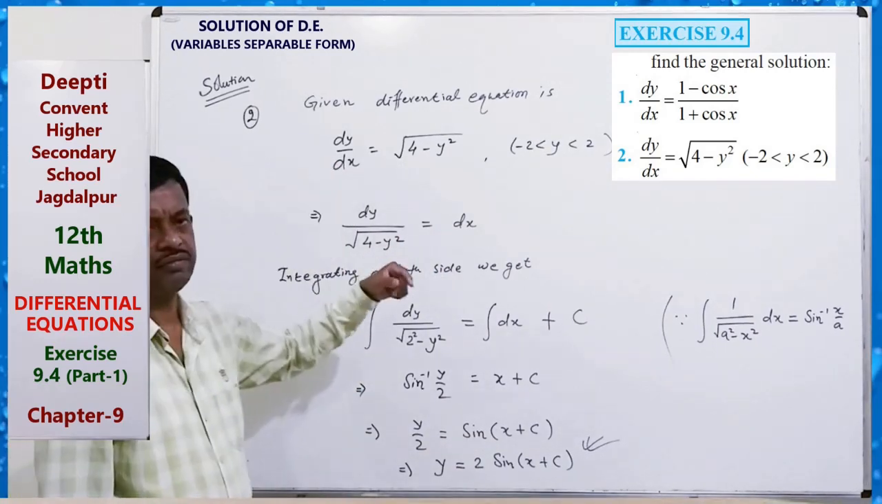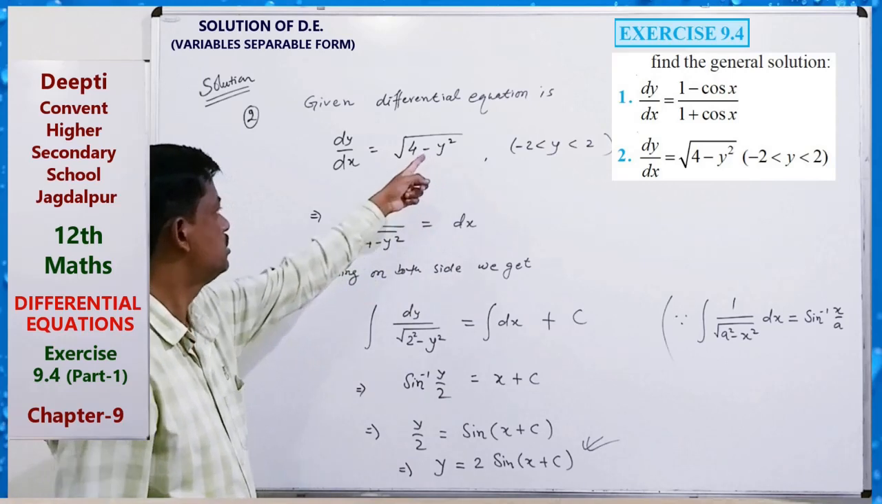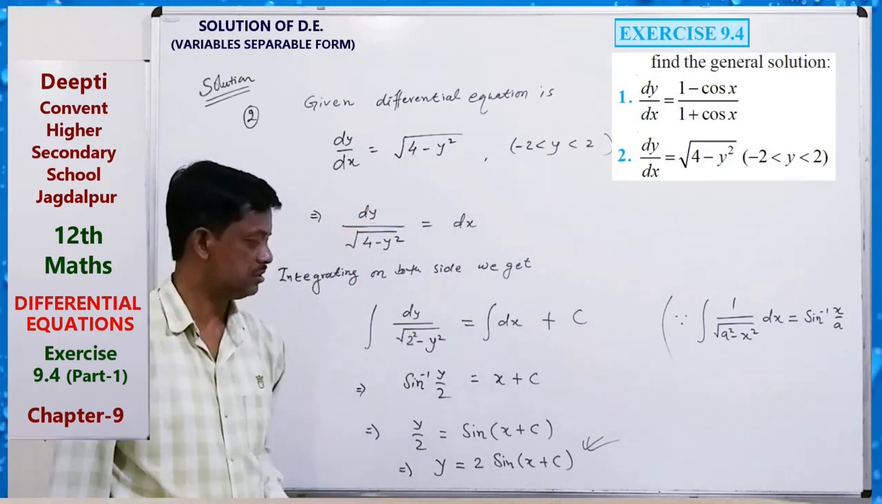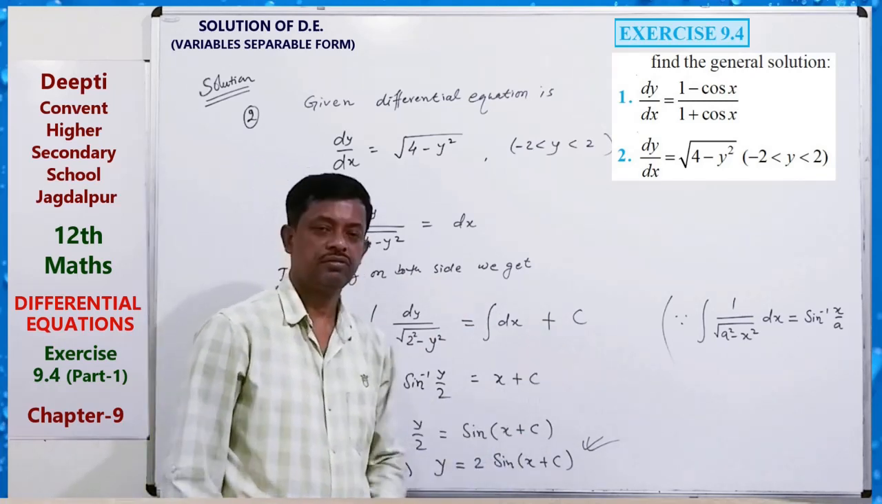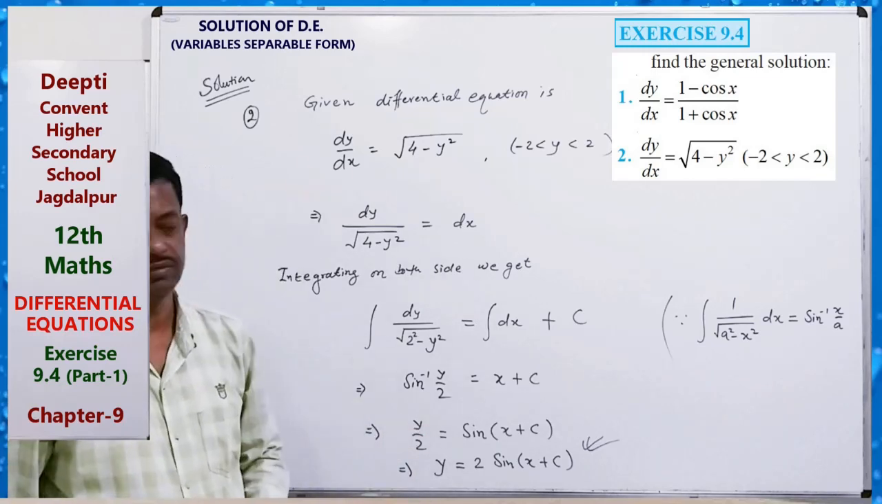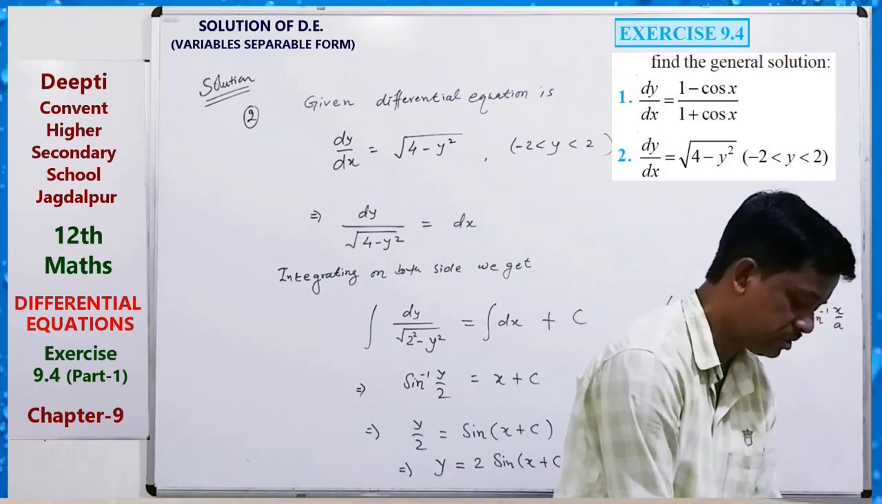So for separable form, only a function of y, take it with y and then integrate on both sides, add a constant and solve it. y equals a function of x containing one constant. So this is the general solution. Clear?